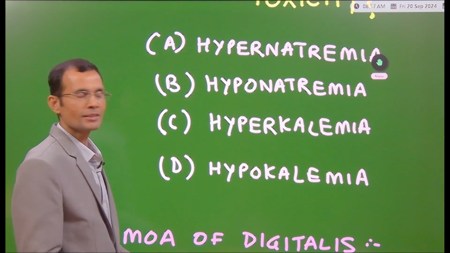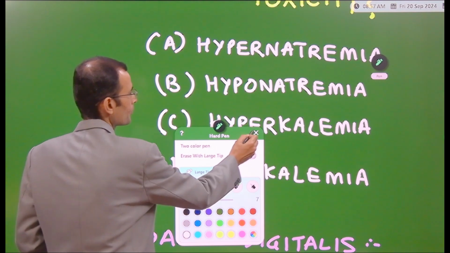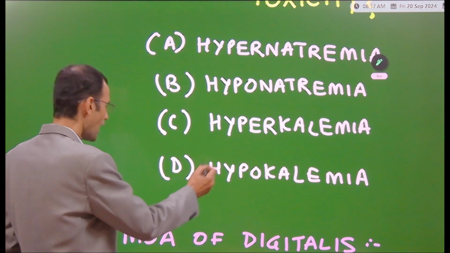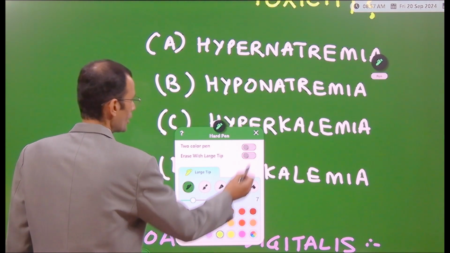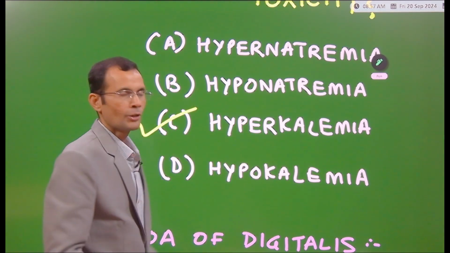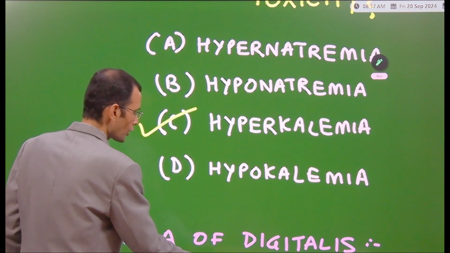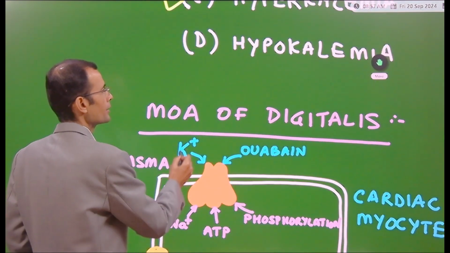Well, the answer, you want to try this? What's your answer? Well, the answer is hyperkalemia. Now let's check out why the answer is hyperkalemia by talking about the mechanism of action of digitalis.